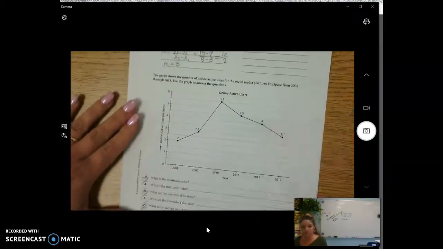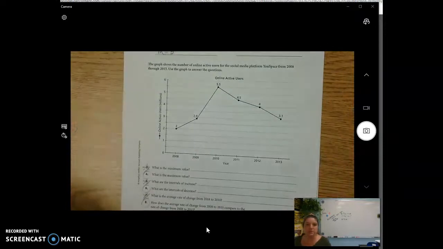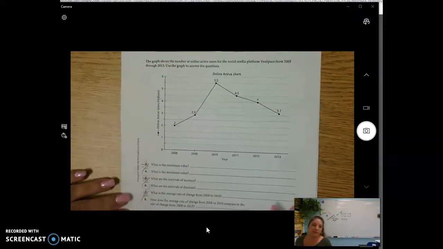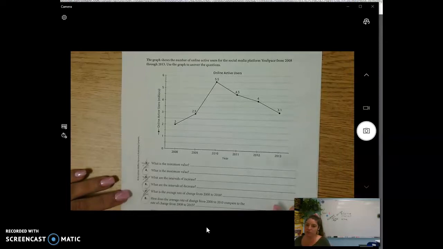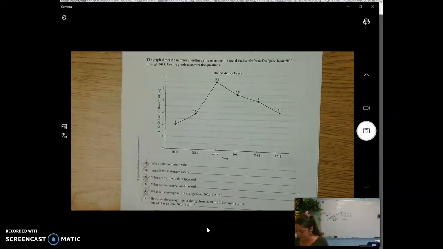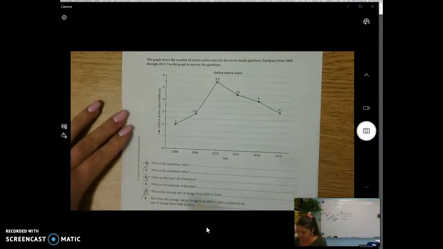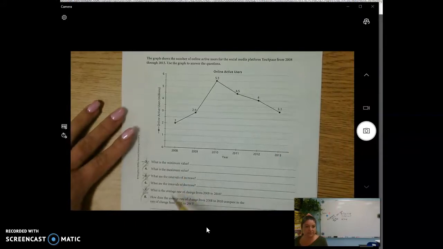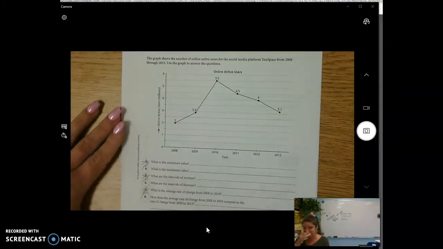All right, let's go look at the graph below, okay? So this is showing the number of online active users, it looks like, for the social media platform Uspace. There used to be a MySpace. Anyway, but this is from Uspace. And so we're going to answer these questions down here. Again, I'm going to do the starred ones. You're going to do the circled ones.